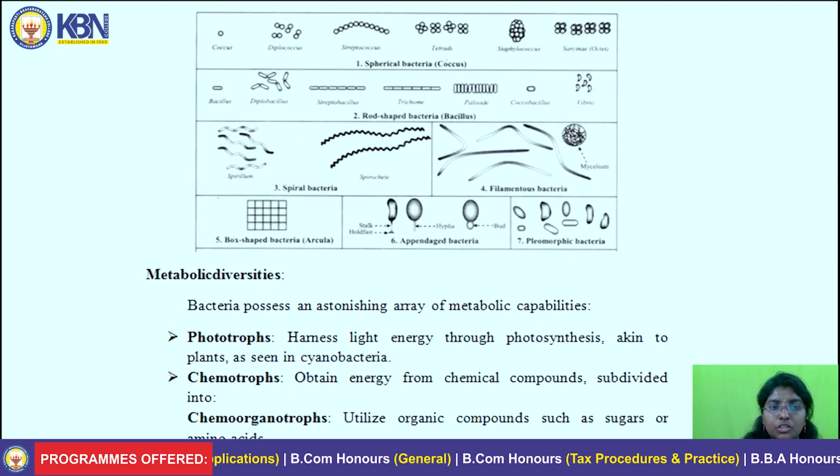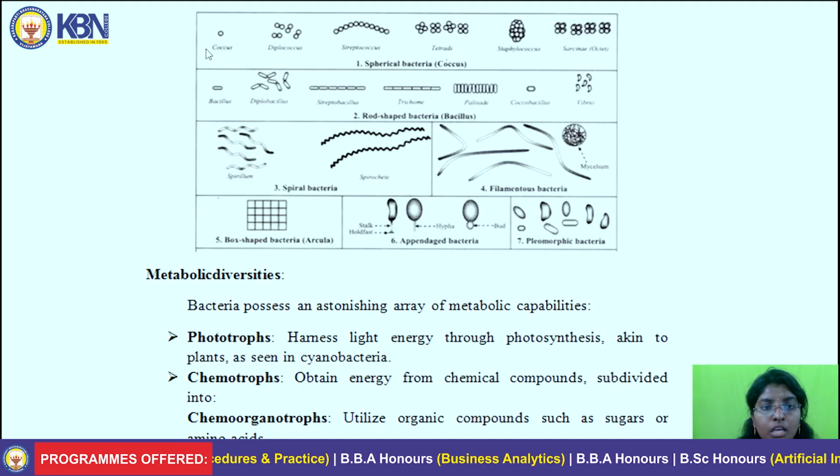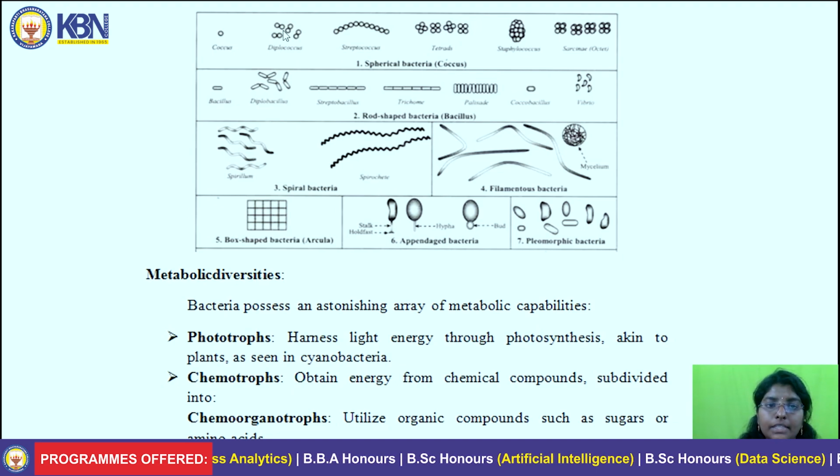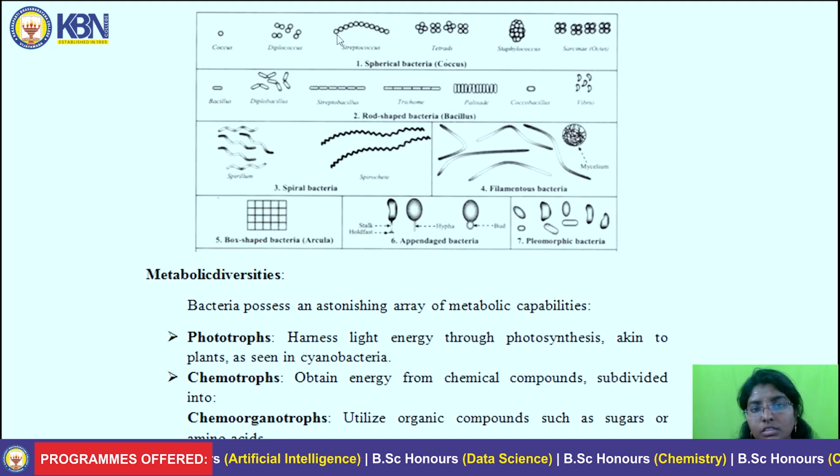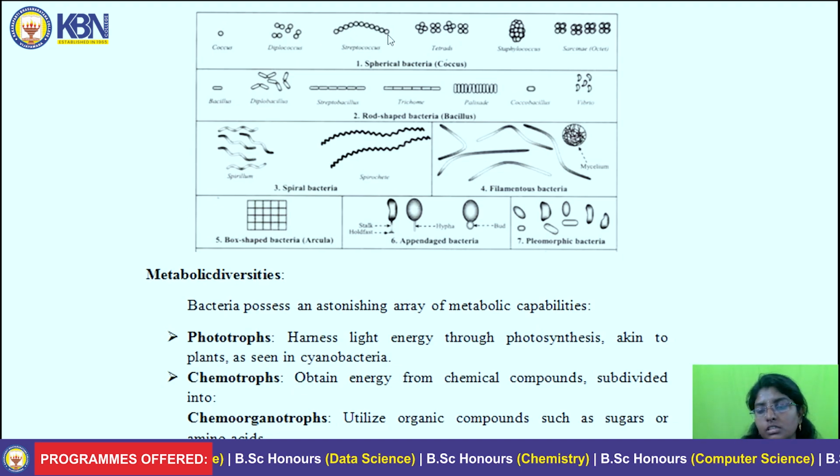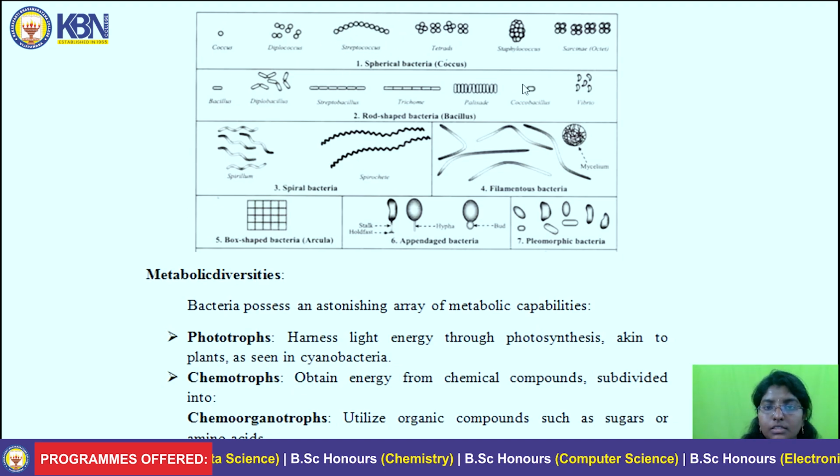Next, these are the structures we have learned in the first slide. This is the round shape. In the round shape we have different types: single round, and if two cocci are attached, this is called diplococcus. If more than two, this is called streptococcus. These are the tetrads, and this is staphylococcus.